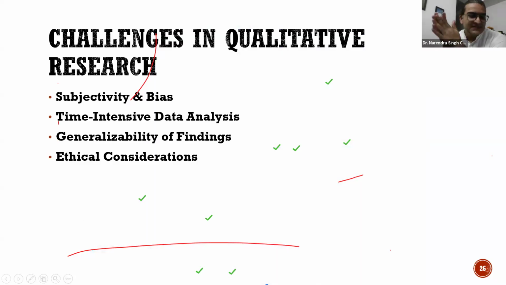So these are the challenges. You have to take care of it. Subjectivity is there, bias is there. So you have to make sure that these are not impacting your research. Then generalizability, definitely you can do it. It is very time intensive. A lot of rigor has to be there. And you need to be very, very ethical when you are conducting research.